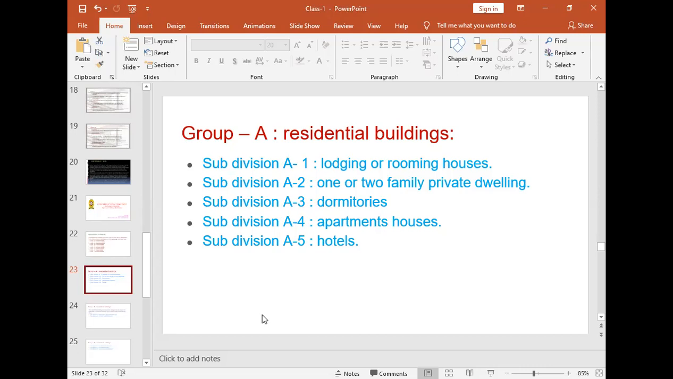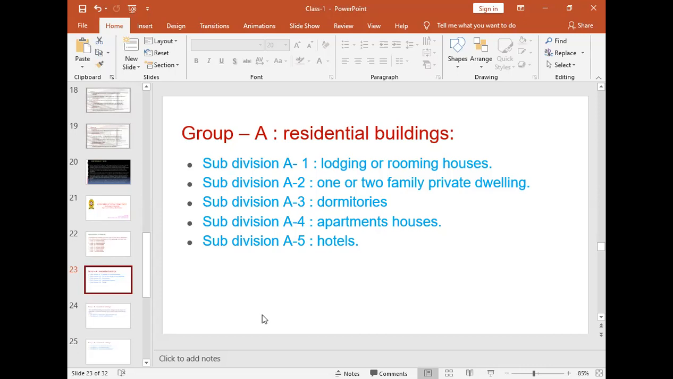In subdivision A5, hotels. These shall include any building or group of buildings under single management in which sleeping accommodation, with or without dining facilities, is provided for more than 40 people who are primarily transient. Totally, we have 5 subdivisions in Group A residential buildings.